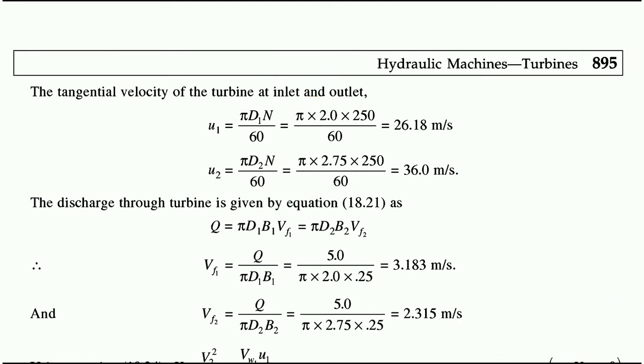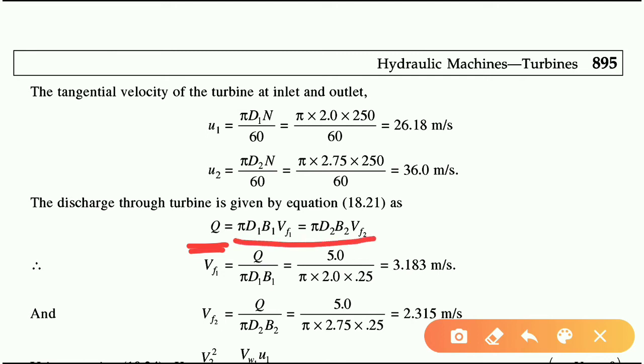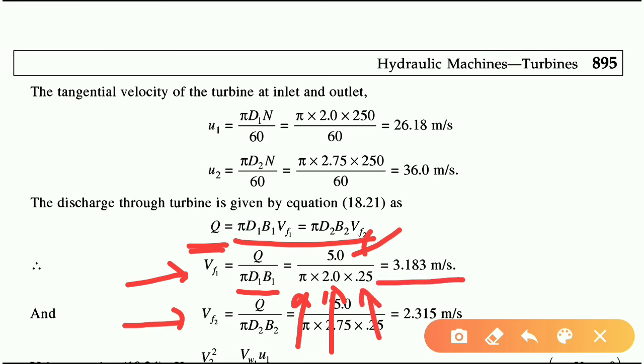We already know the discharge. It is given as 5 meter cube per second, and the formula for discharge is pi d1 b1 Vf1 equal to pi d2 b2 Vf2. So we can calculate Vf1 and Vf2 by using this formula. It is equal to Q divided by pi D B. So for inlet, it is Q divided by pi d1 b1. We already know Q, pi, d1 and b1. So Vf1 is equal to 3.183.